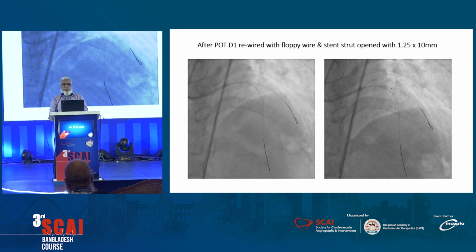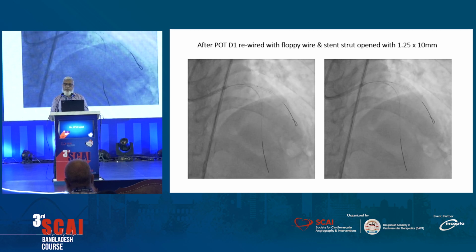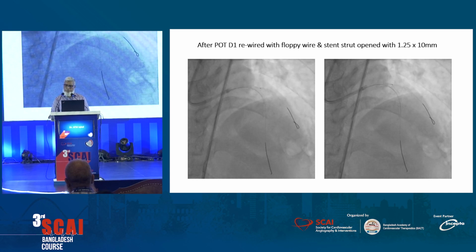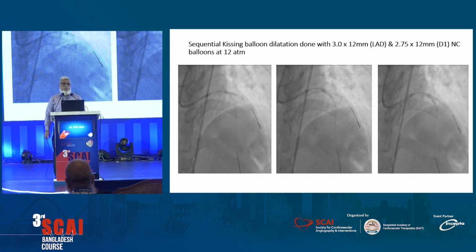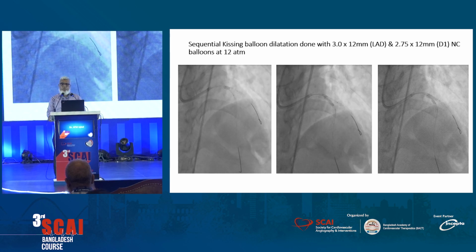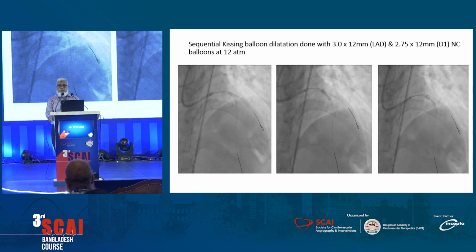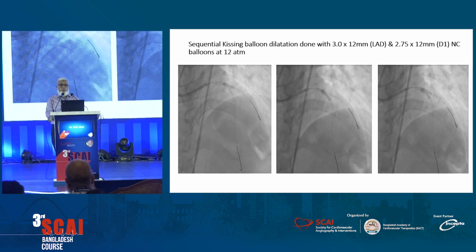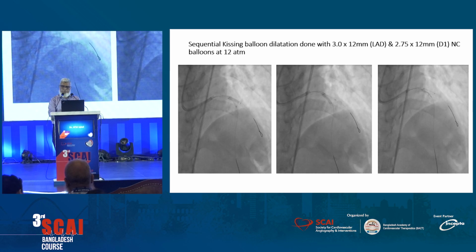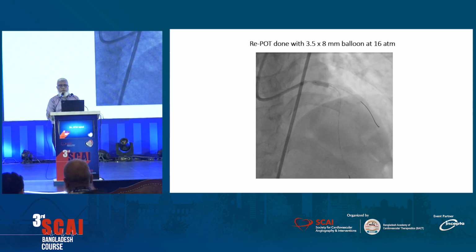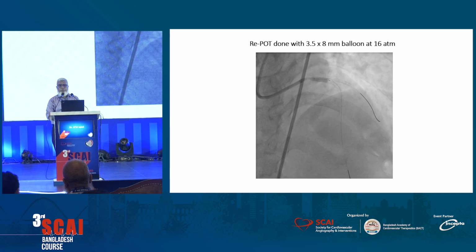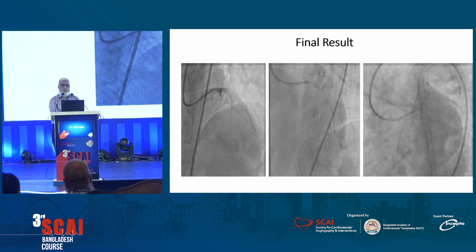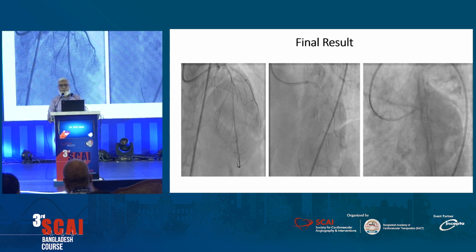After POT, D1 again rewired with floppy wire. Stent strut opened with a 1.25 into 10 millimeter balloon. Sequential kissing balloon dilatation done with 3 into 12 millimeter in LAD and 2.75 into 12 millimeter non-compliant balloon in the diagonal at 12 atmosphere pressure. POT done with a 3.5 into 8 millimeter balloon at 6 atmosphere pressure. This is the final result.